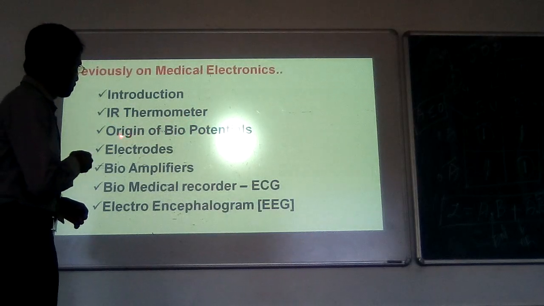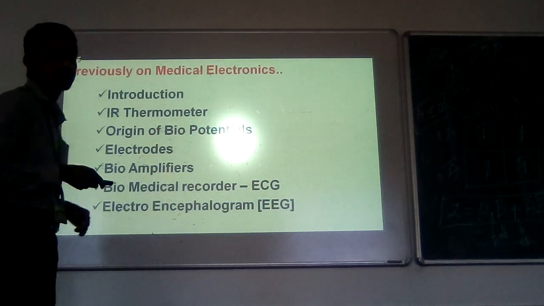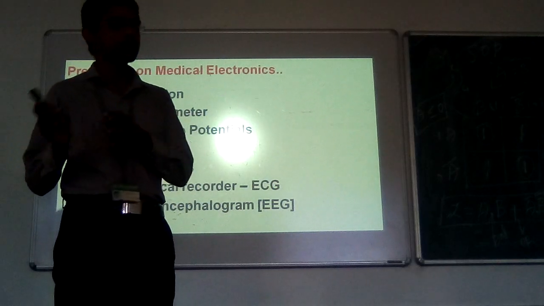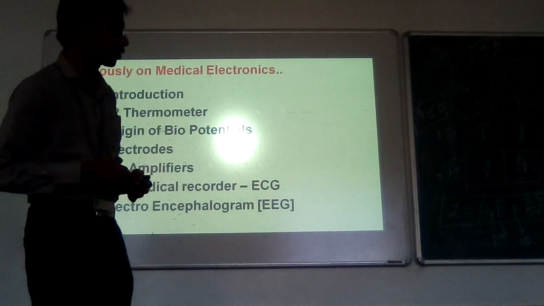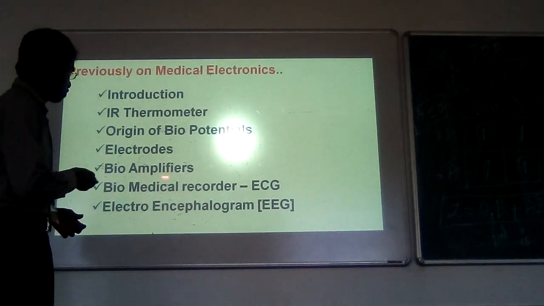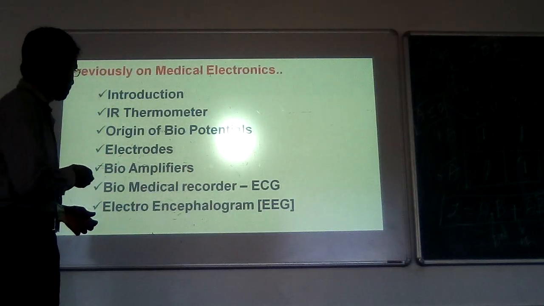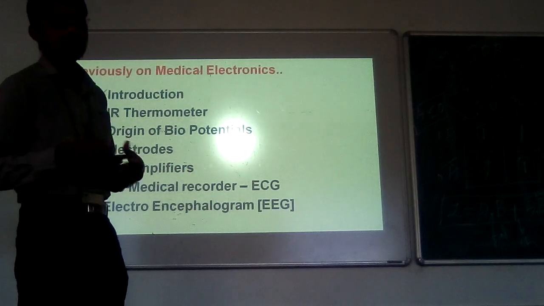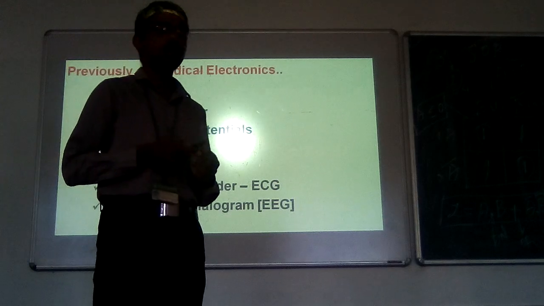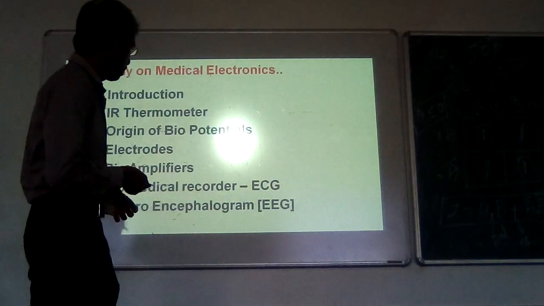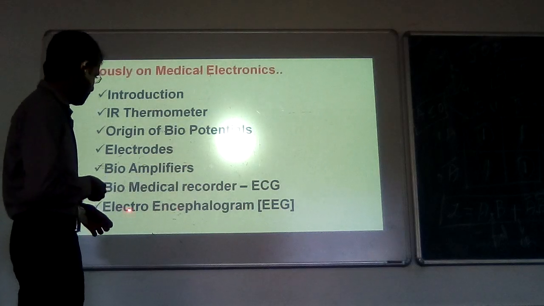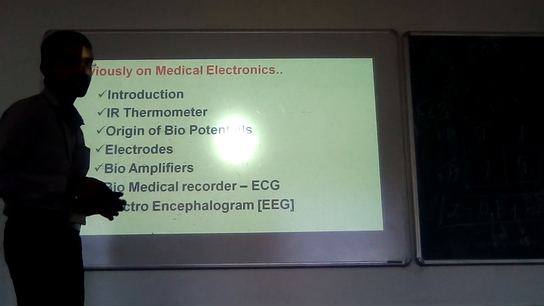And then we saw about the origin of biopotential, which means we started from the scratch. We saw how ionic current comes out of the body and is picked up by the electrodes, and then it goes to the bioamplifier. We saw the types of bioamplifiers and how to design them. Then we slowly stepped into designing of biomedical recorders. Two days back we saw electrocardiogram. Yesterday we saw about electroencephalogram.